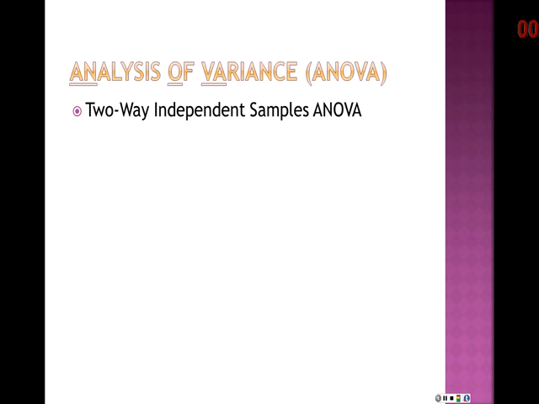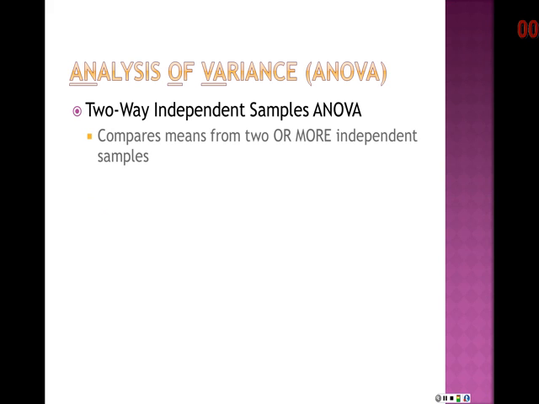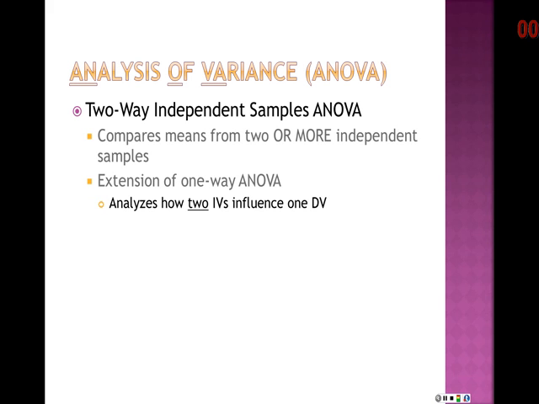Two-way independent samples ANOVA is slightly different, and it's an extension of the one-way ANOVA. So it compares means from two or more independent samples, right? So it's the same sort of thing. But it analyzes how two independent variables influence one dependent variable. One-way ANOVA analyzes how one independent variable influences one dependent variable, whereas two-way ANOVA analyzes how two independent variables influence one dependent variable.